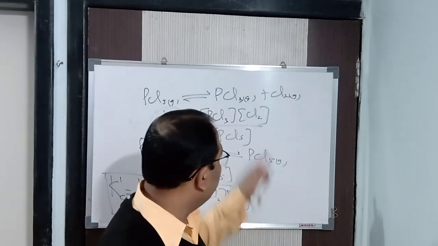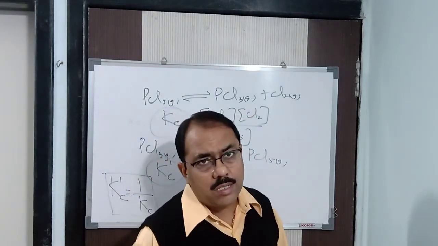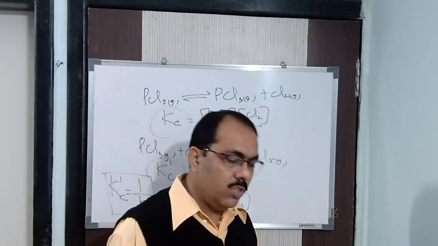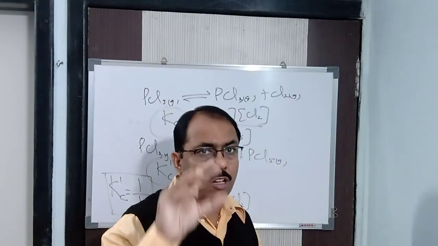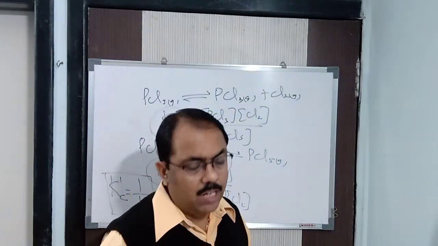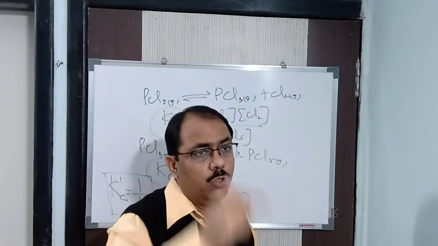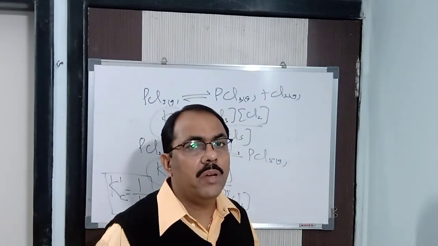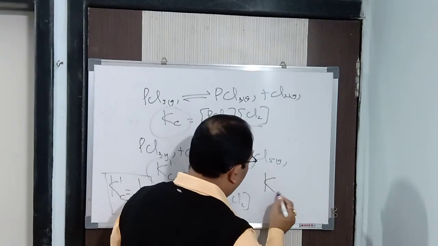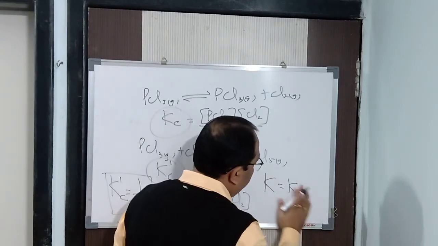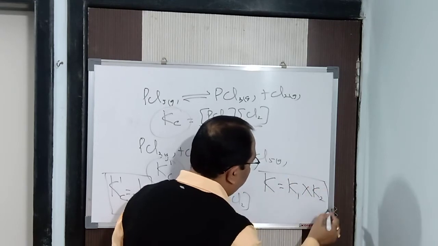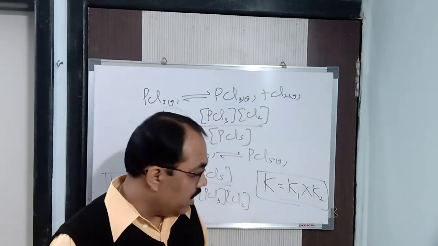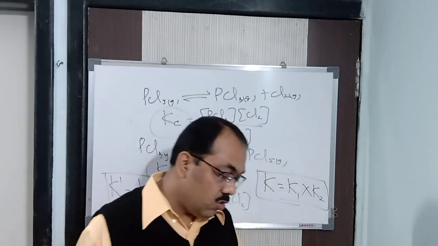When you add two equations, some terms will get cancelled. Suppose any two equilibrium reactions are being added, one with equilibrium constant K1, the other with equilibrium constant K2. If the two equations are added, we get a final, third equation. If its equilibrium constant is K, then K will be K1 into K2. So if two equations are added, the equilibrium constant is the product of the original ones. This you need to remember.